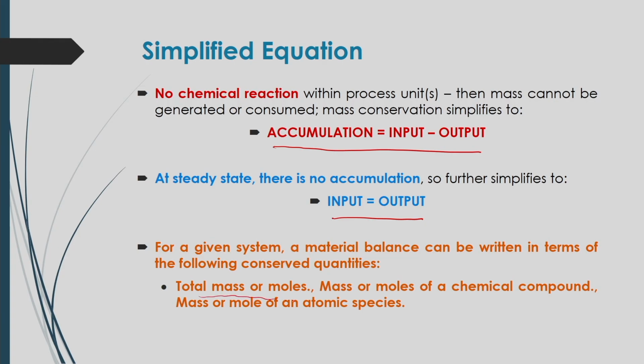Now, for a given system, a material balance can be written in terms of the following conserved quantities. First of all, you have to do the total mass or mole balance, and then the individual mass or mole balance of each compound in the system. You can also do the material balance based on atoms of the compounds. That is called mass or mole of an atomic species, and the balance equation is considered as an atomic balance equation.